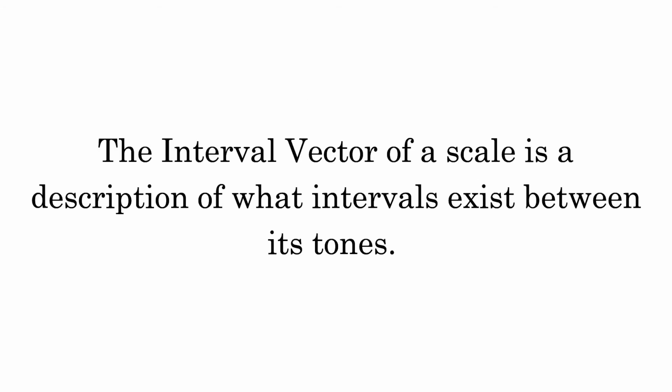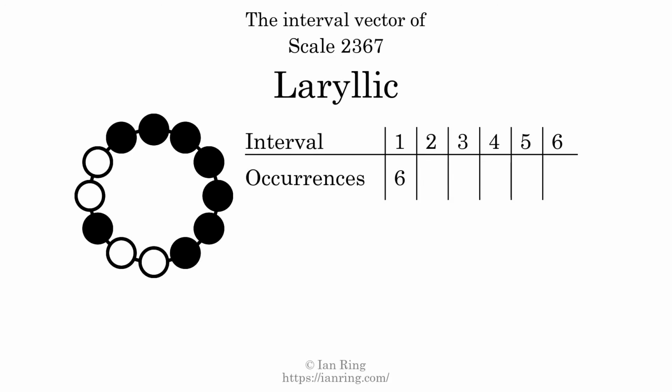The interval vector of a scale is a description of what intervals exist between its tones. There are 6 intervals with the size of 1 semitone. They are here, here, here, here, here, and here. There are 5 intervals with the size of 2 semitones. They are here, here, here, here, and here. There are 6 intervals with the size of 3 semitones. They are here, here, here, here, here, and here.